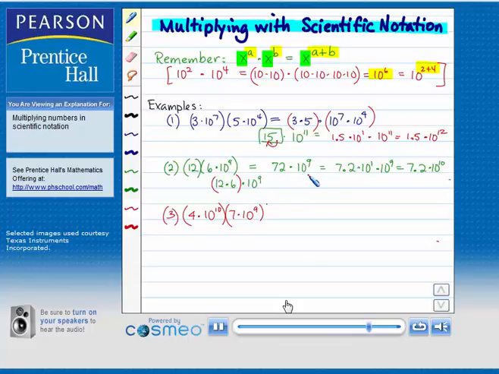Okay, so I'm going to have 72 times 10 to the 9th, but 72 can be rewritten in scientific notation as 7.2 times 10 to the first. I'm going to move the decimal point one place to the left, so 7.2 times 10 to the first times 10 to the 9th. Right, then I can associate the powers of 10, and 10 to the first times 10 to the 9th is 10 to the 10th. 9 plus 1 is 10. So in scientific notation, let's highlight that in green. My answer would be 7.2 times 10 to the 10th.